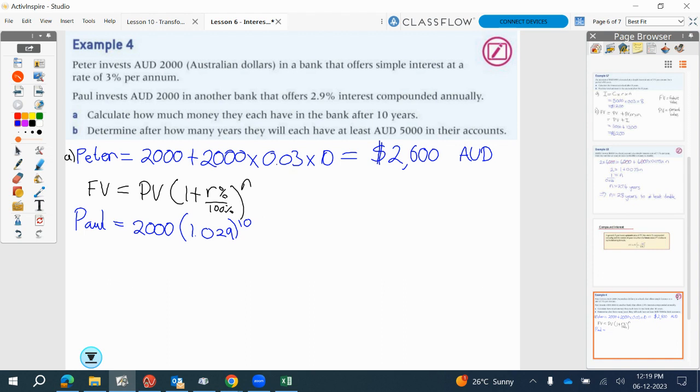The answer would be 2,000 times that. Type it into your calculators now, everybody.